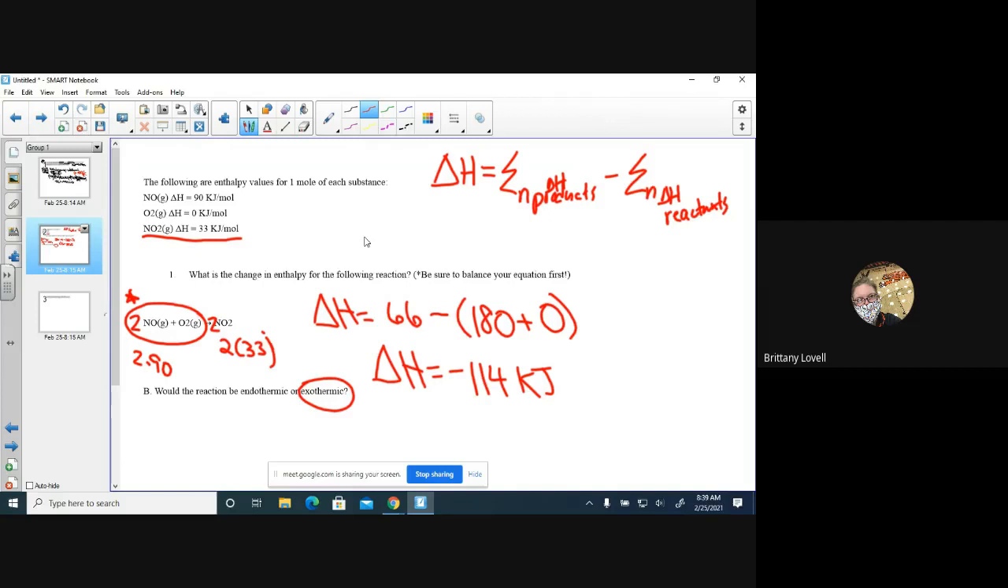So the reaction to create nitrogen dioxide, NO2.